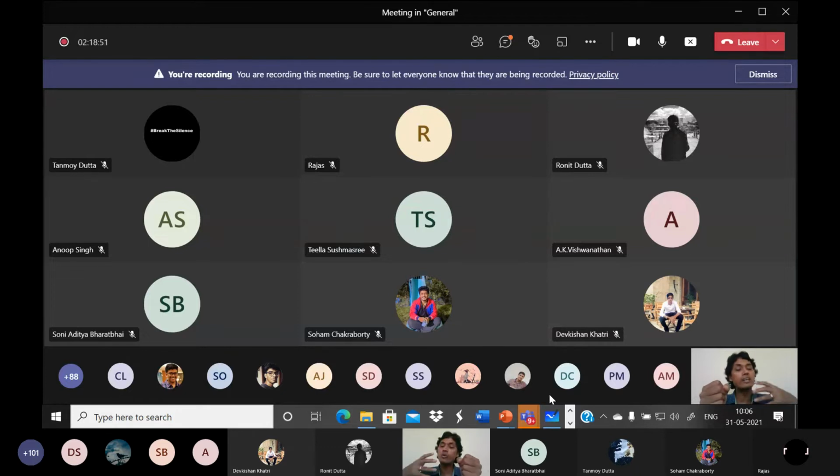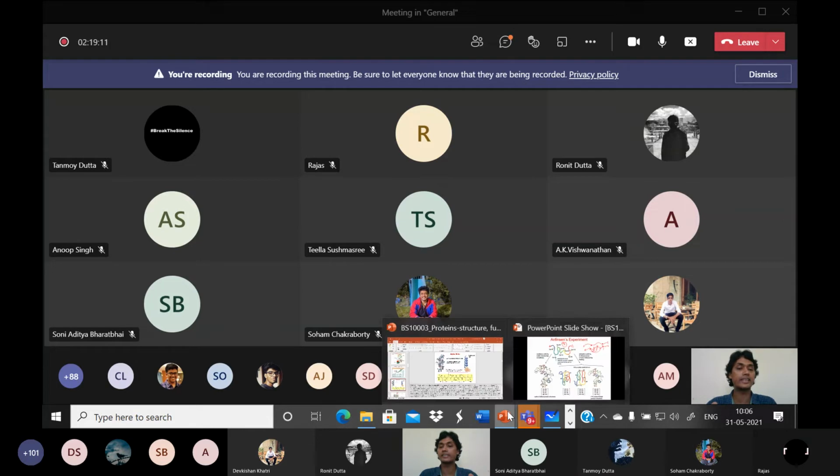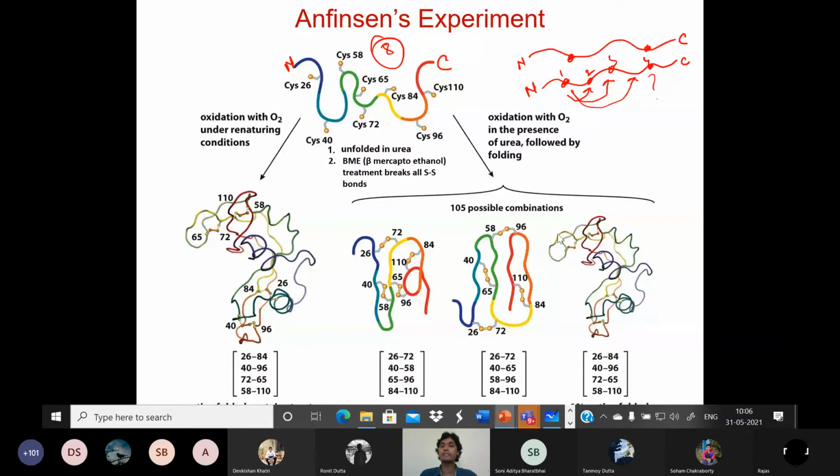That means in the unfolded condition, you are trying to oxidize those SH residues. Again, you are trying to fold the protein in presence of oxygen, but you didn't take out the urea or the denaturant. Let's see what happened in this case. Oxidation with O2 in the presence of urea followed by folding. That means you added oxygen first, then you are removing urea, right? You can use a different tube or the same tube, that's up to you.